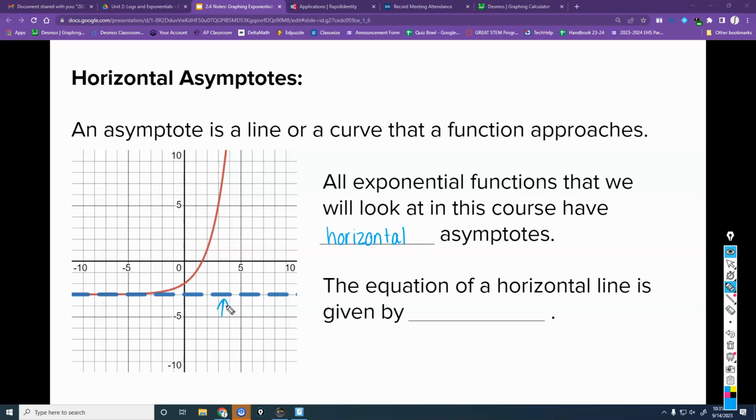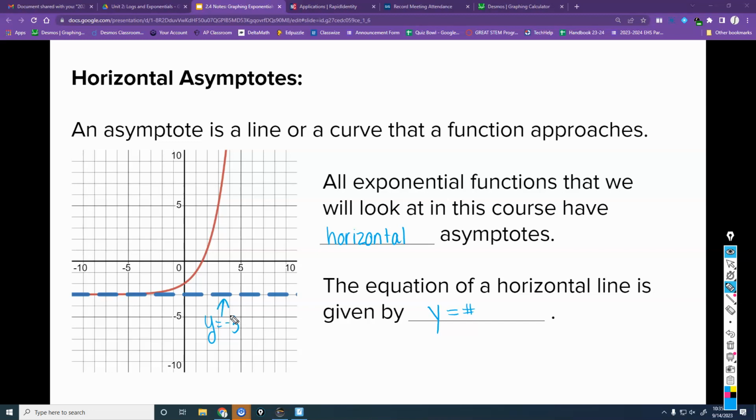What? It's y equals a number. So, for example, this one is y equals -3. Okay, so it's going to be y equals just a single number, right? It's backwards because the y-axis is the vertical axis, right? But y equals is a horizontal line.